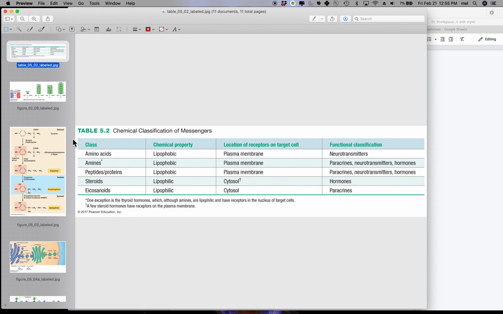So all chemical messengers can be amino acids or amines. There's no straight amino acids that are hormones. So amines, peptides or proteins, or steroids. These three right here are the three chemical categories of hormones. So I'm going to go through each one and tell you a little bit about it and why it matters, what the chemistry is like.